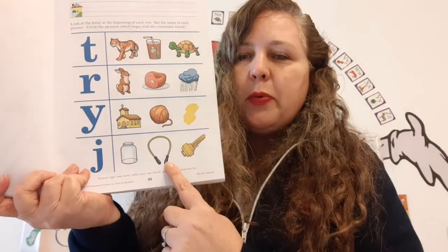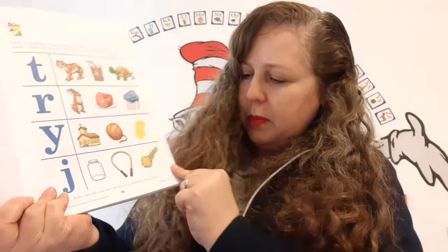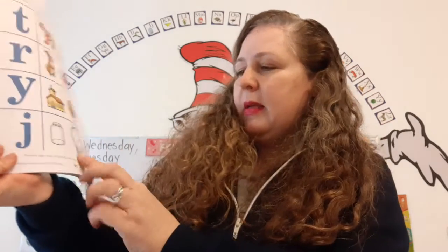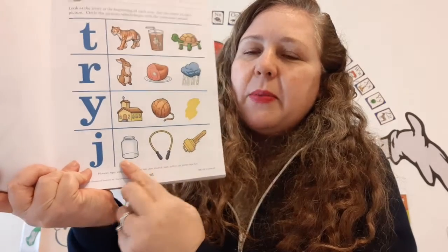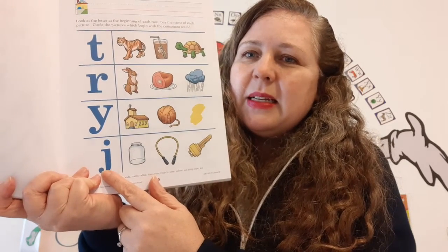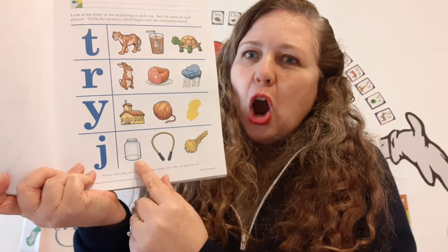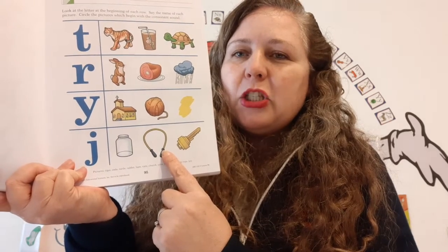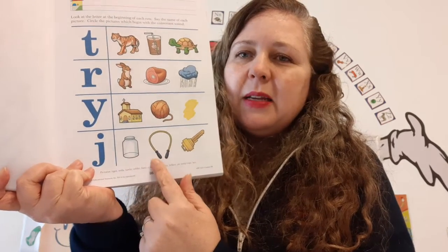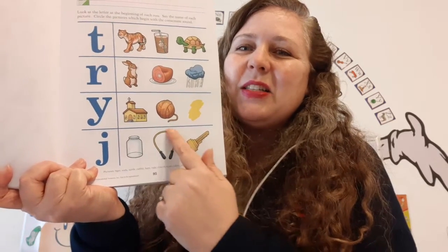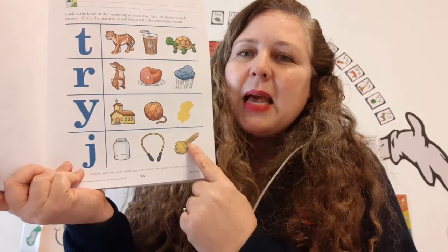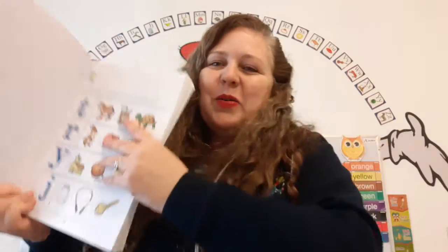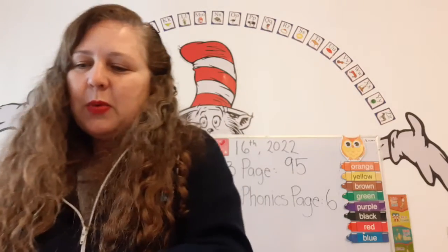Jar, jump rope, key. Woohoo! Does jar begin with the j sound? Jar. Yes, circle the jar. Jump rope. Does jump rope begin with the j sound? Yes, circle the jump rope. Key. Does key begin with the j sound? No, leave it alone. Okay, so that's our ABC 1, 2, 3.